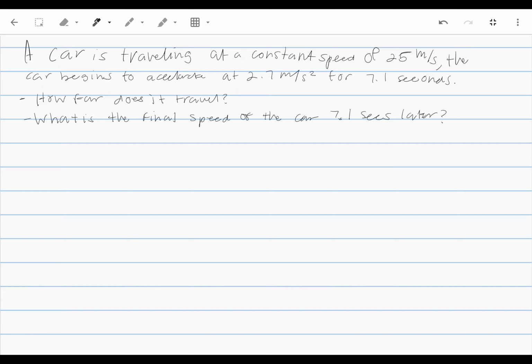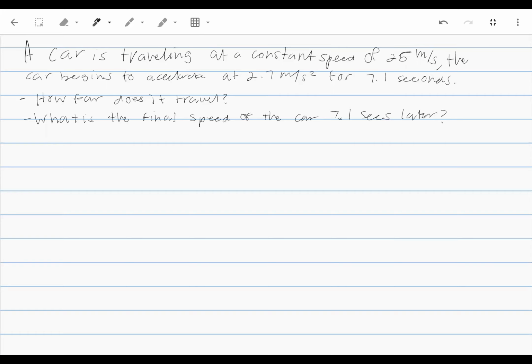A car is traveling at a constant speed of 25 meters per second. You can change it to whatever units you'd like. The car begins to accelerate at 2.7 meters per second squared for 7.1 seconds. And the question is, how far does the car travel? What is the final speed of the car?